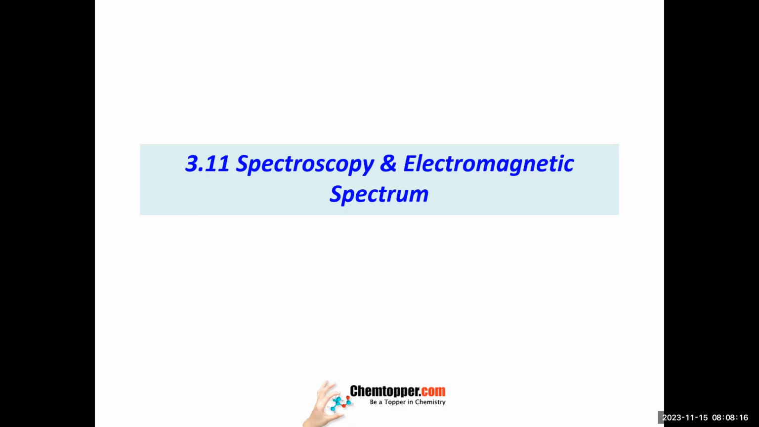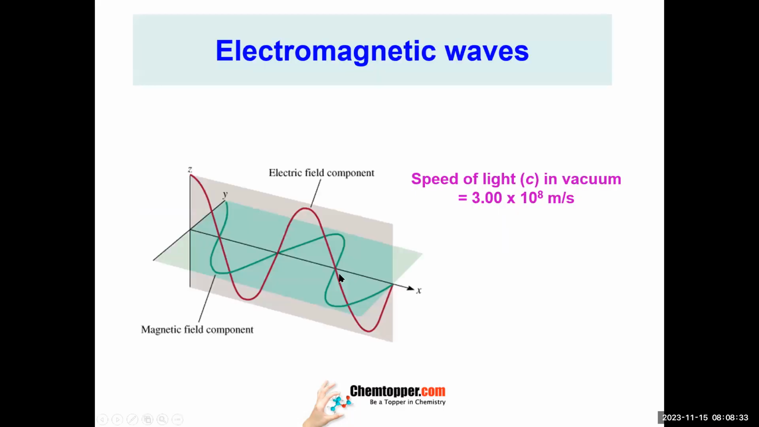Ready? So first, let's try to understand the meaning of the electromagnetic spectrum. I must have given you this introduction in unit 1 also when we were doing electron configuration, but I'm going to repeat a few things. So what is the electromagnetic spectrum? The light which we are receiving from the sun, sunlight has two components. One is an electric component, the other is a magnetic component.